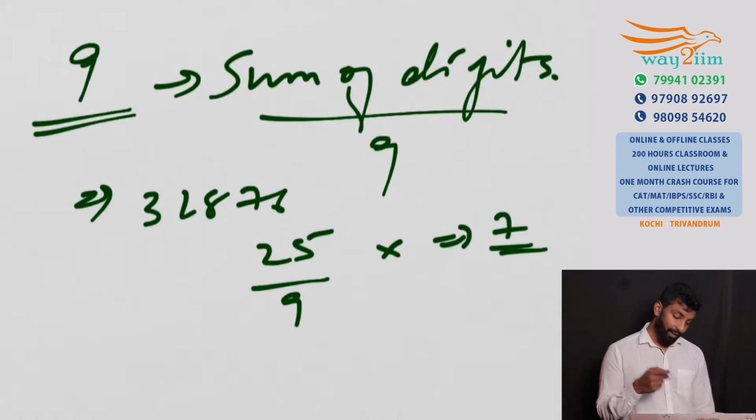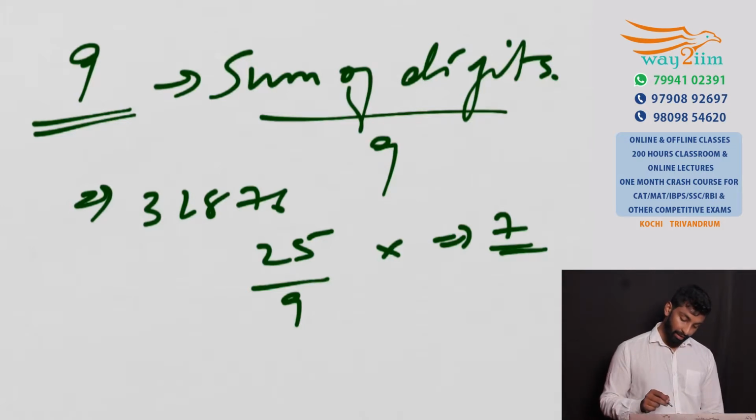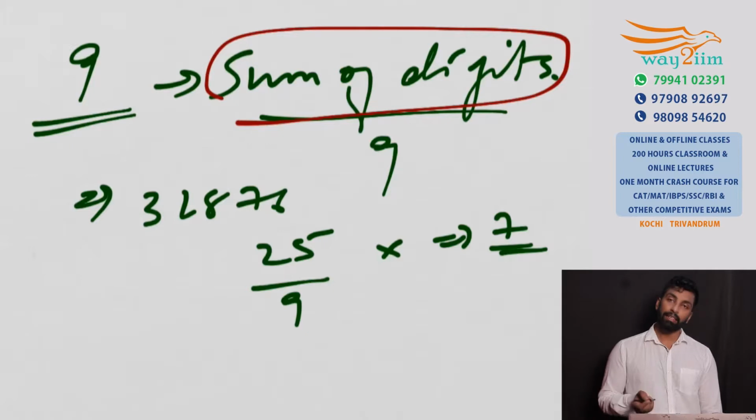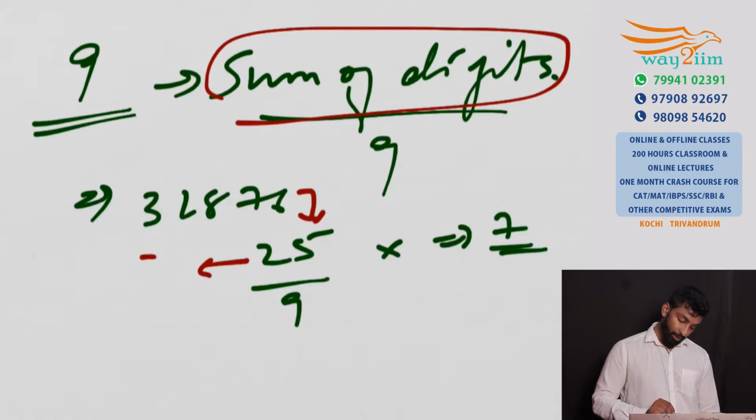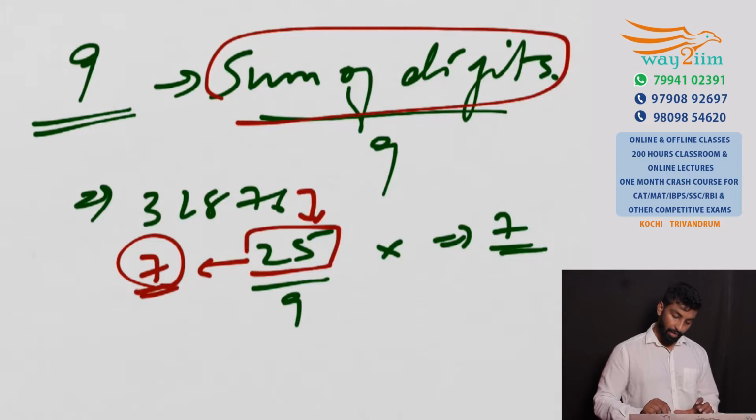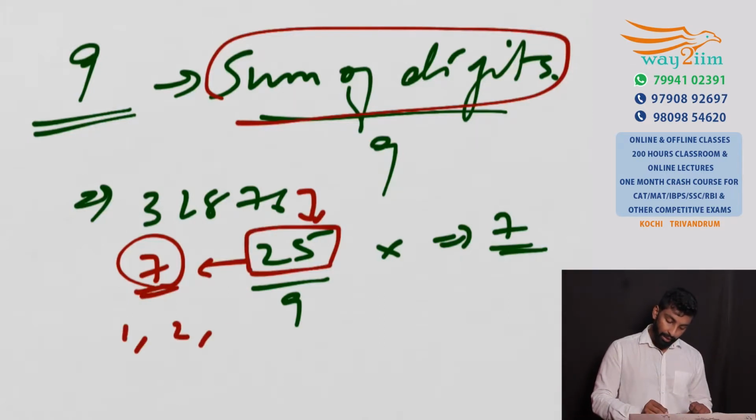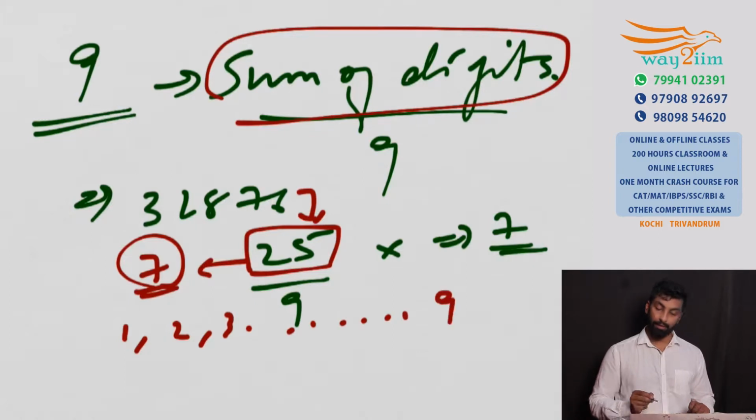But we have a very different method also for 9. In case of 9, when you take the sum of digits, you take the sum of digits till you get a single digit. That means here you got 25. Again you find the sum, so you will get 7. Now what are the possibilities? Because you are trying to find a single digit, the possibilities are 1, 2, 3, 4, 5, 6 up to 9. 0 you won't get because you are taking a sum.